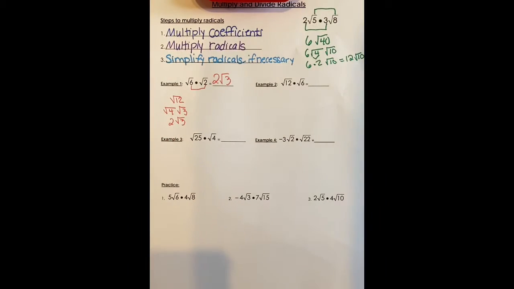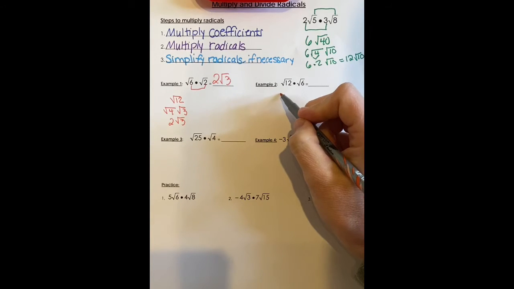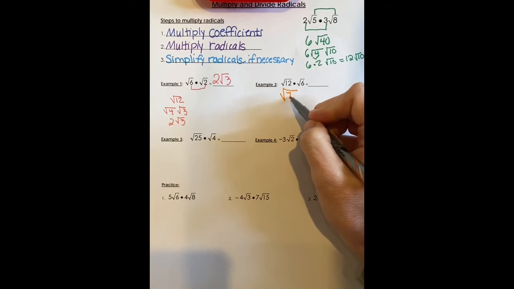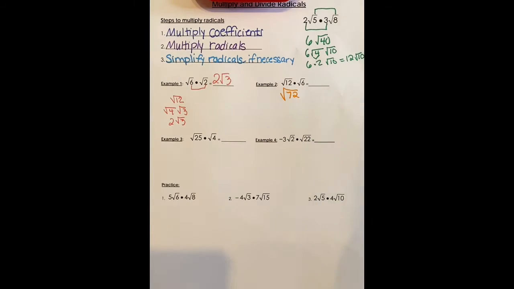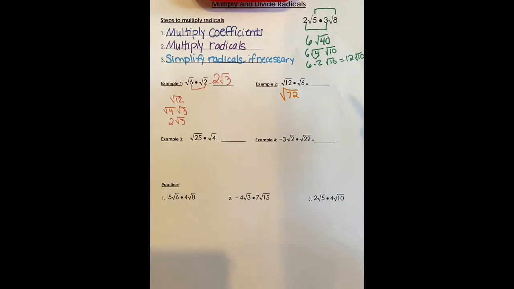Okay, example number 2, we have radical 12 times radical 6. So if I multiply that together, that's going to give me radical 72. Radical 72, I want to simplify that because I know it has a perfect square factor of 36, because 36 times 2 gives you 72.